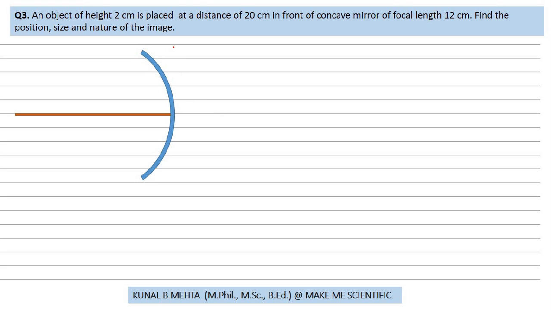Now here again, this is our origin. This is pole, reflecting surface inside. This is C, this is F. Now they are giving the data that object distance is 20 centimeters, focal length is 12 centimeters. Now this distance is plus 12 centimeter, this distance is plus 24.